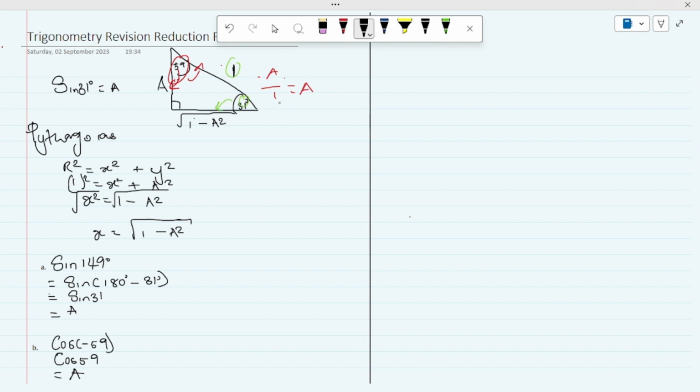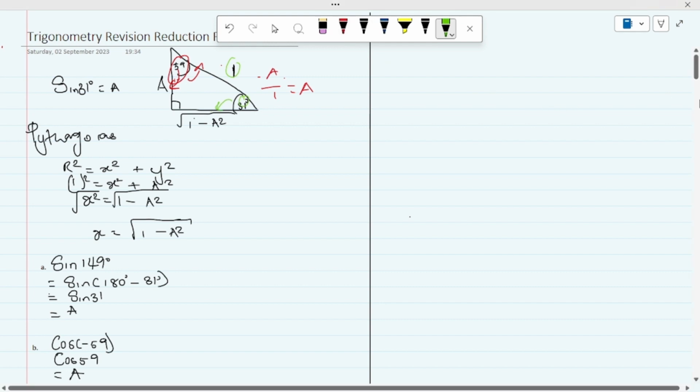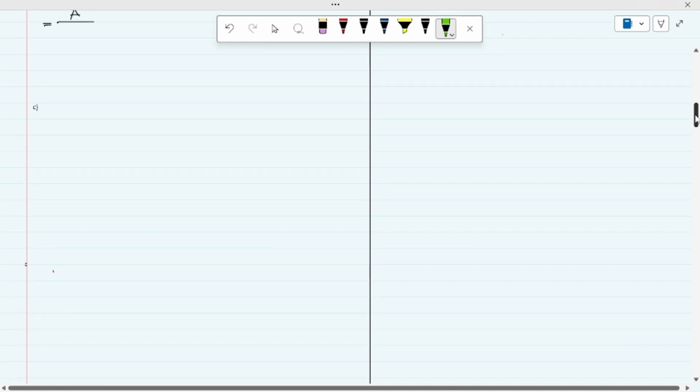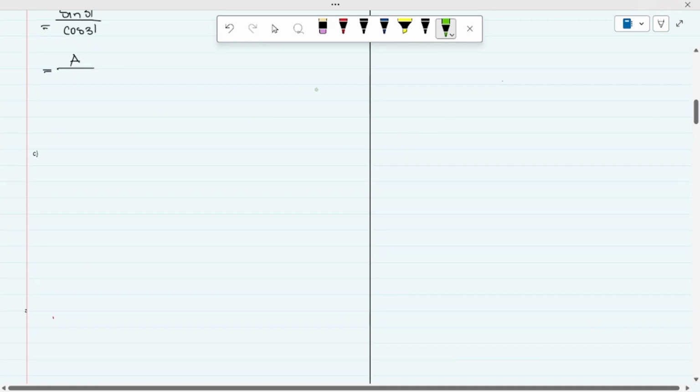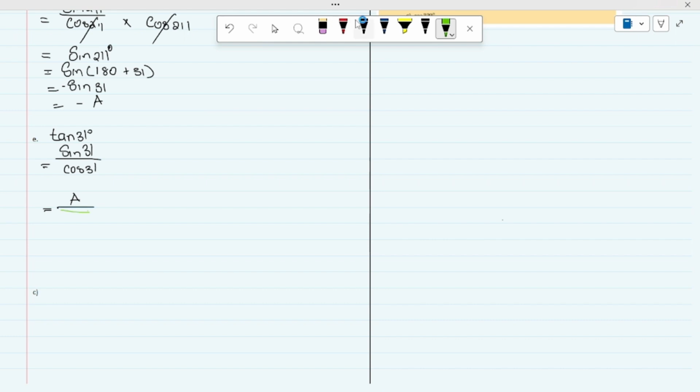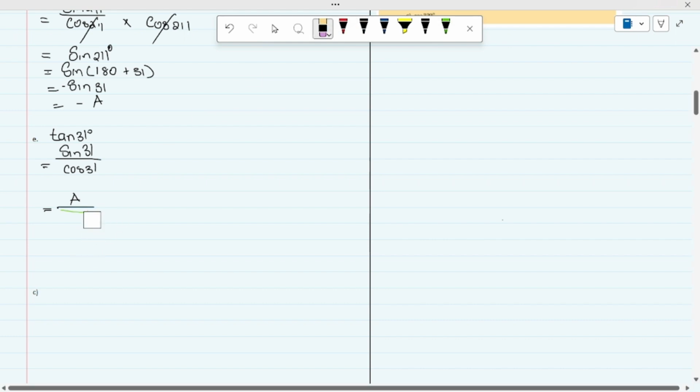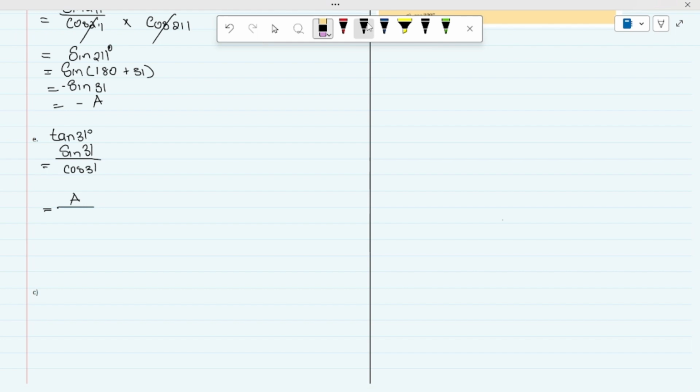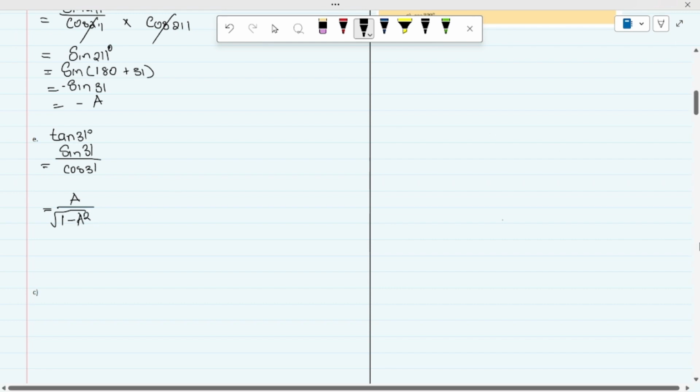Cos 31, let's see, it's adjacent over hypotenuse. So cos 31 is what? It's the square root of 1 minus a squared. So yeah guys, as I've said, as long as you practice, you're gonna be good to go. So the square root of 1 minus a squared. So basically this is our E.